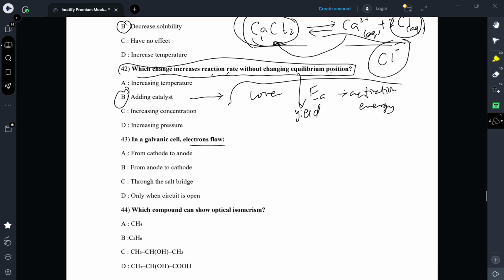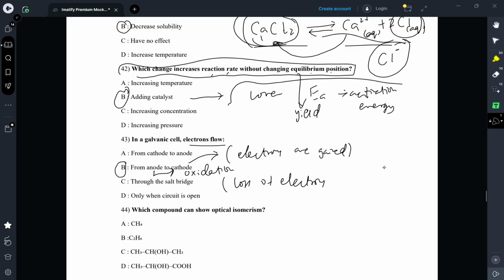In a galvanic cell, electrons flow from anode to cathode. So anode is the place where oxidation takes place. Oxidation is the loss of electrons, where electrons are lost, and these electrons then travel to the cathode, where electrons are gained. You can remember OIL RIG for this. Oxidation is loss of electrons. Rig, reduction is gain of electrons.